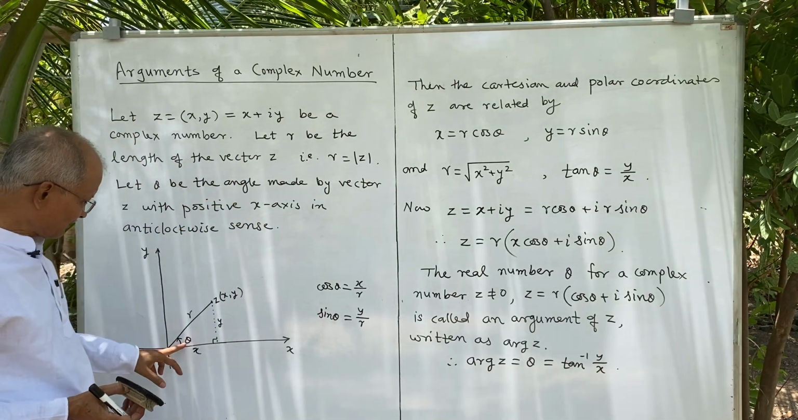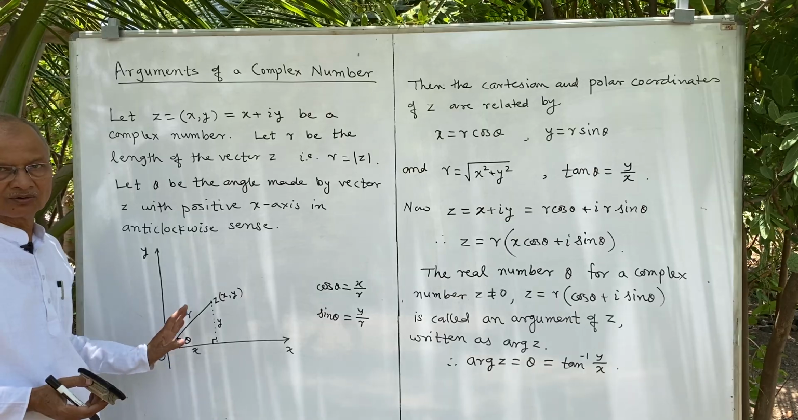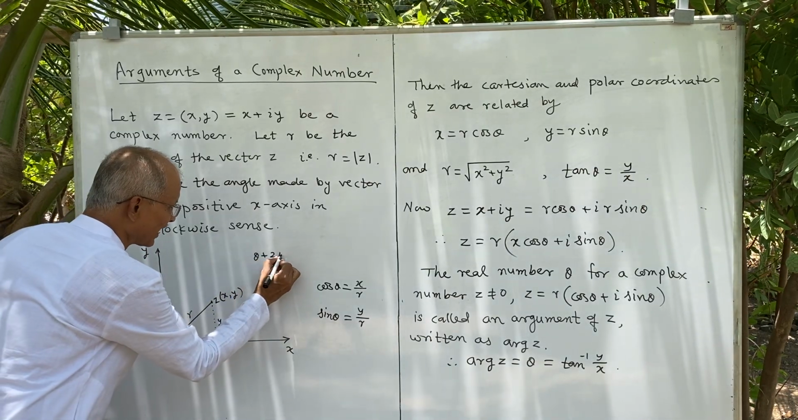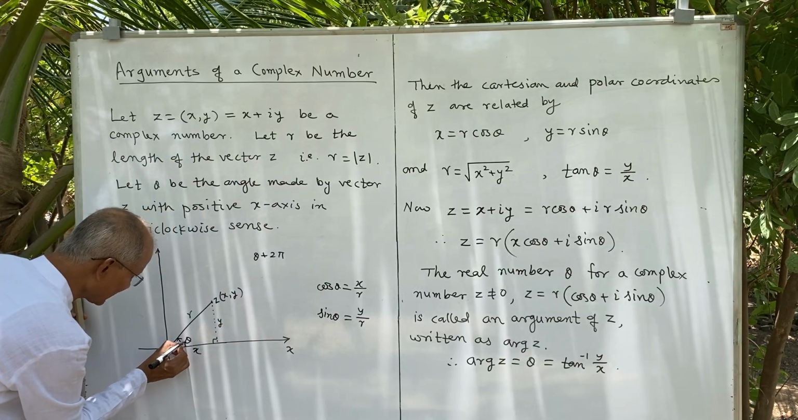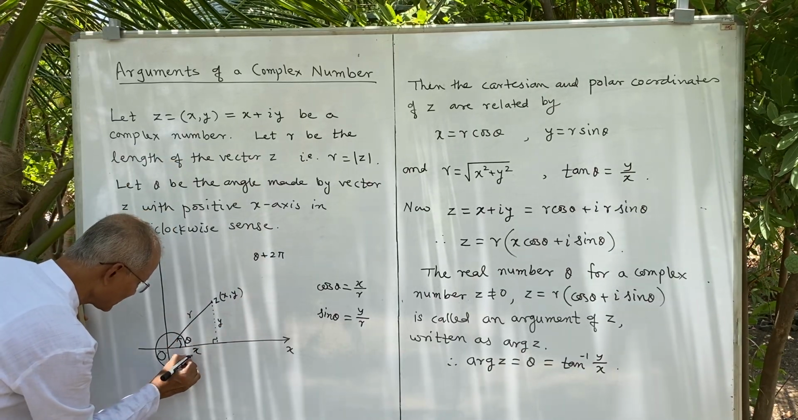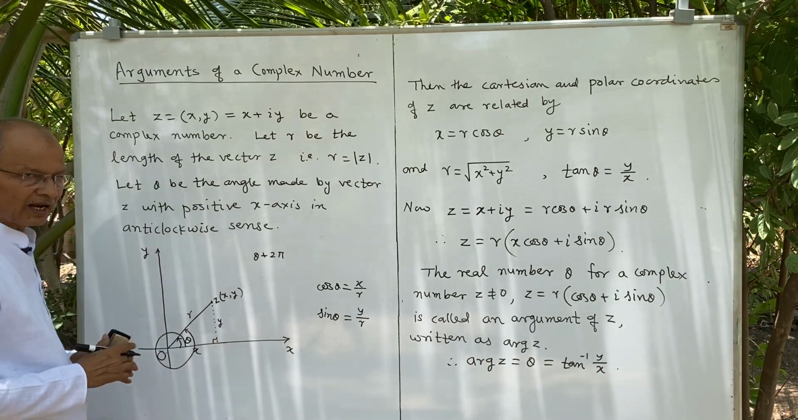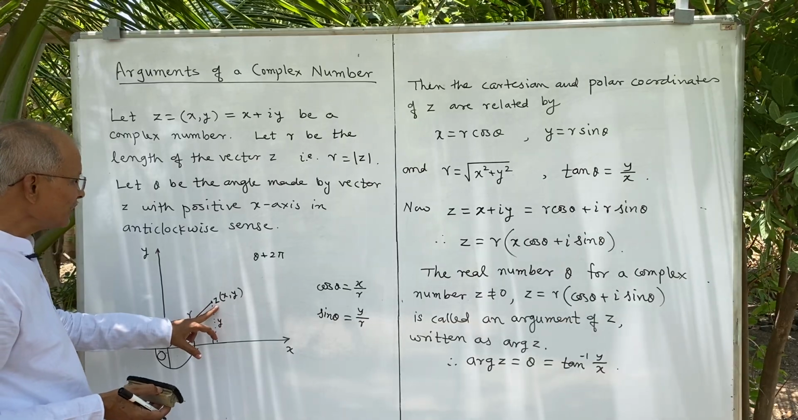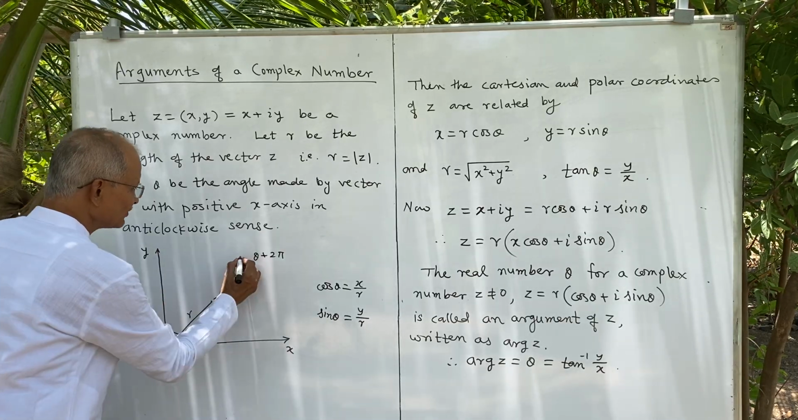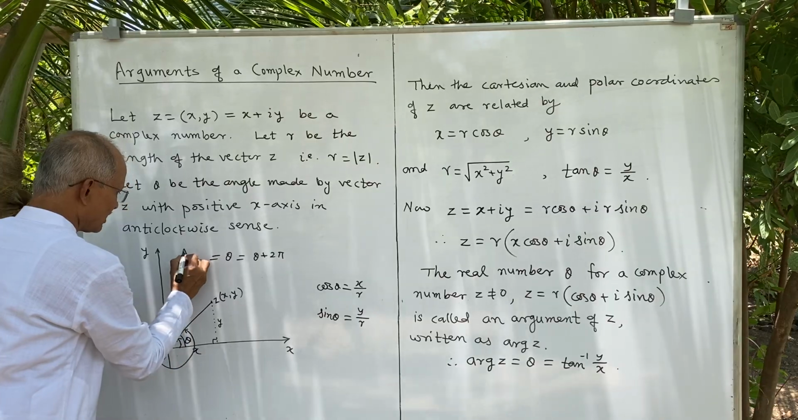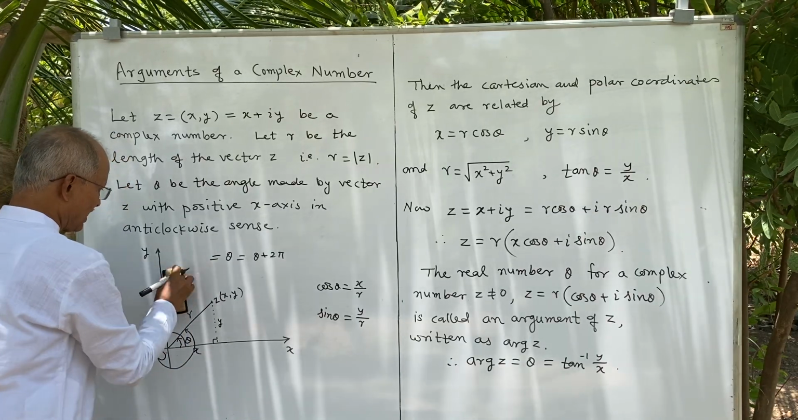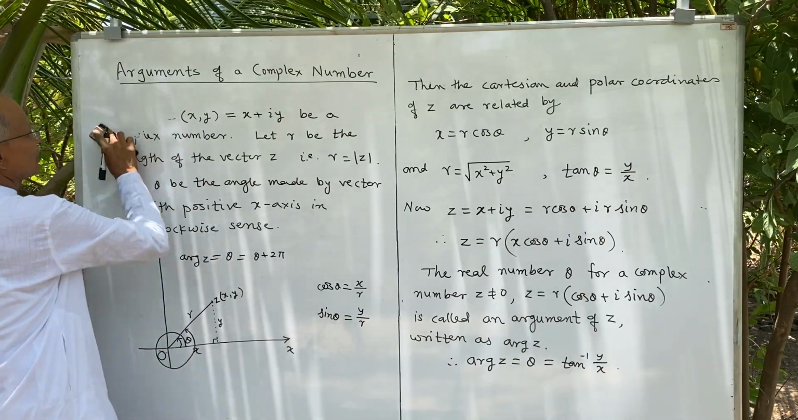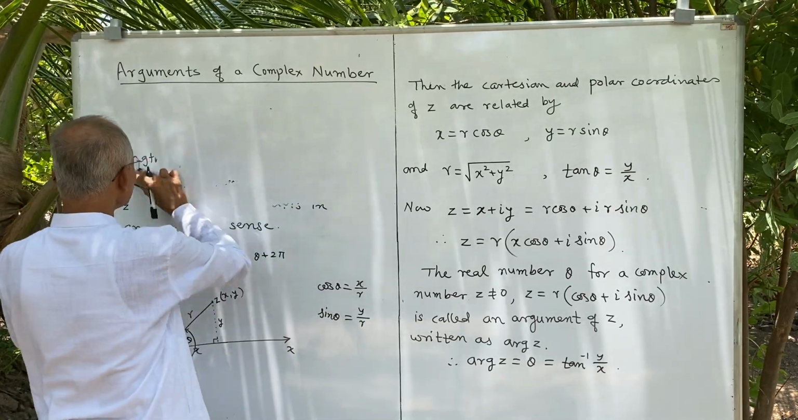Is this value of argument z unique? No, because if you consider the angle theta plus 2 pi, then we get the same position of this point z, and again adding 2 pi we get the same position. So argument of z is theta, and also theta plus 2 pi, and therefore there are infinitely many values of argument z. We mention that theta is measured in radians.